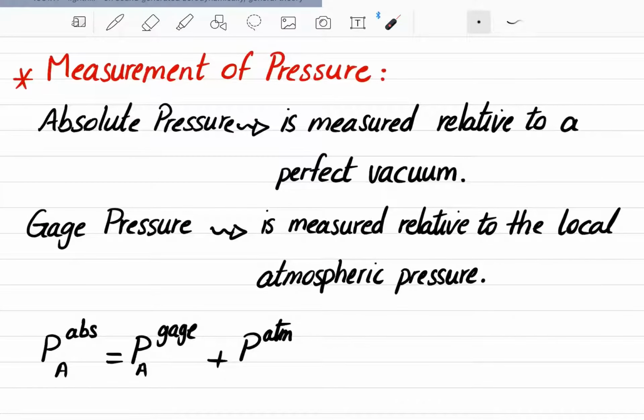For the measurements of pressure, one is the absolute pressure, which is measured relative to a perfect vacuum, and the other is the gauge pressure, which is measured relative to the local atmospheric pressure. The relation between these two is given here, where the absolute pressure of any point is equal to the gauge pressure of that point plus the atmospheric pressure.